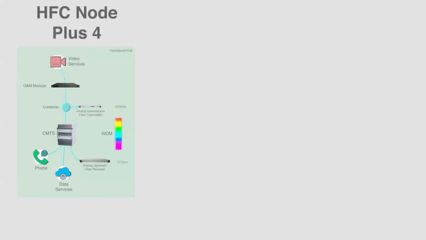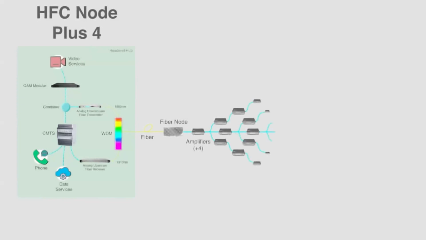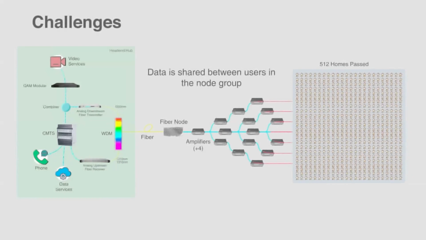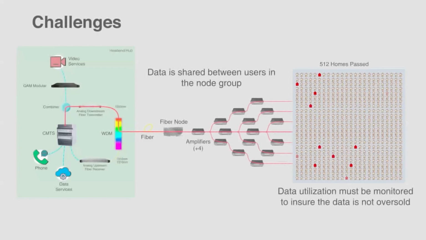What we're showing here is an analog fiber link from the head end to the node. And in this example, there are 500 customers connected to that node. This is a node plus 4 architecture. Even with this architecture, there are some challenges. The data feed from the head end must be shared with all of the subscribers in this particular node. So we must closely monitor utilization to make sure that we are not selling a service that we cannot support.